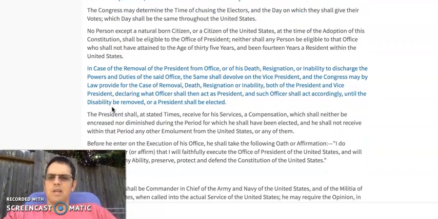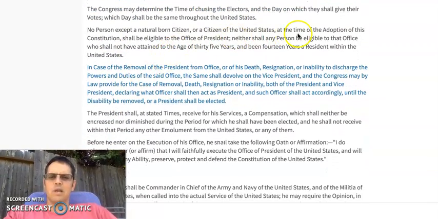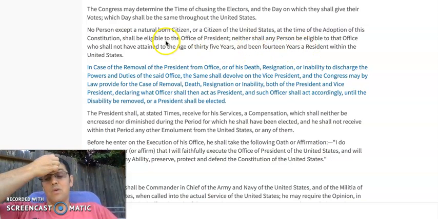No person, except a natural-born citizen or a citizen of the United States at the time of the adoption of this Constitution, shall be eligible to the office of President. Neither shall any person be eligible to that office who shall not have attained to the age of 35 years and been 14 years a resident within the United States.